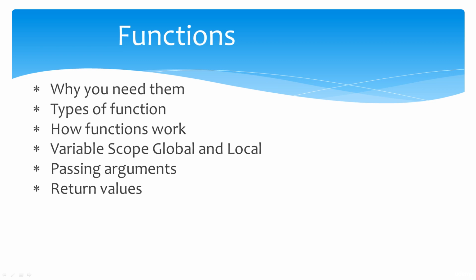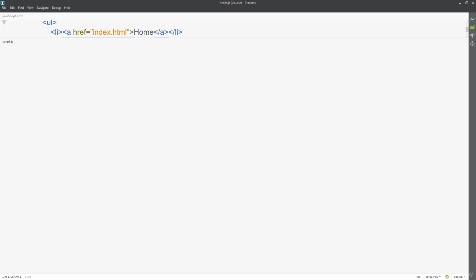So we're going to look at why we need functions, different types of functions, how functions work, differences between scope, global scope, and local scope, passing arguments, and returning values. So let's open up our editor and start creating some functions.